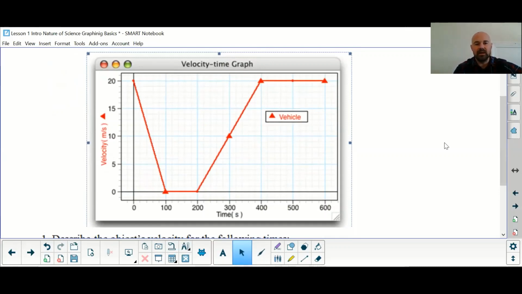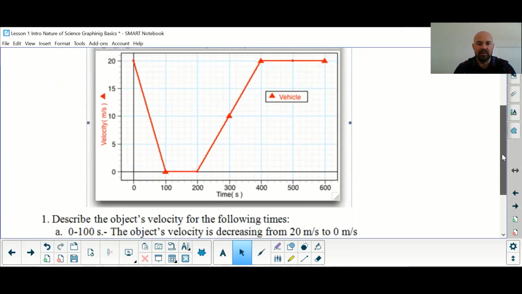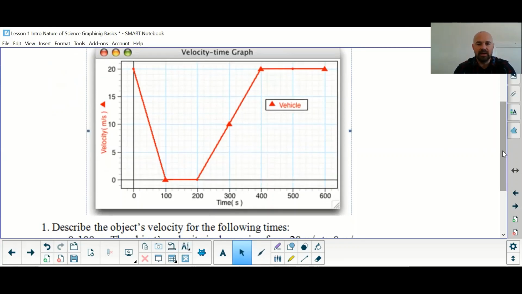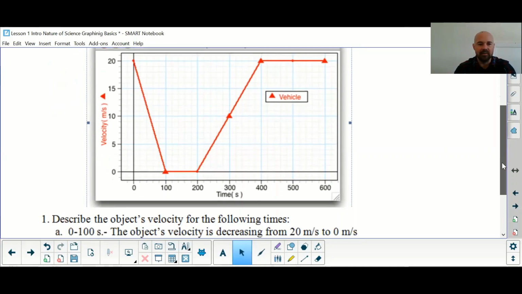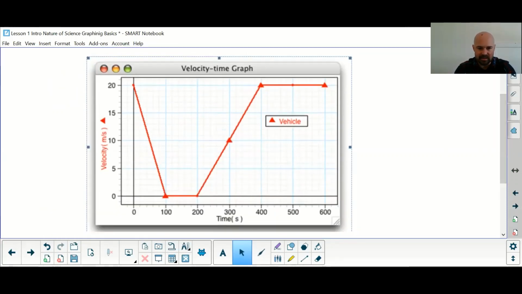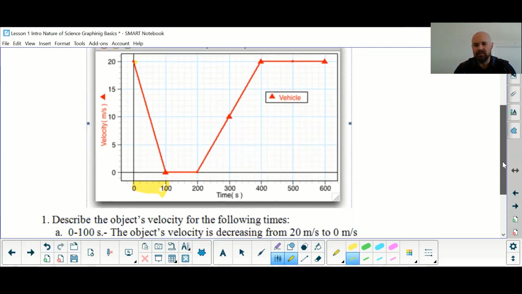Taking a look at this graph, let's identify what's going on. We're going to look at this graph and do some describing first. It says describe the object's velocity for the following time period. From 0 to 100 seconds, that's essentially this portion of time. So 0 here to 100, we're looking at what's happening to the velocity here to here. I've already given that as an example to give you something to think about.